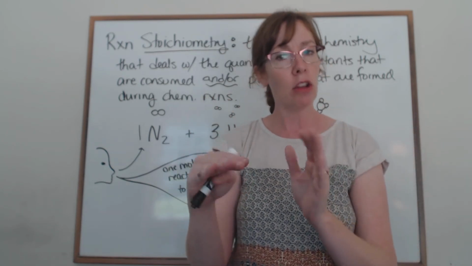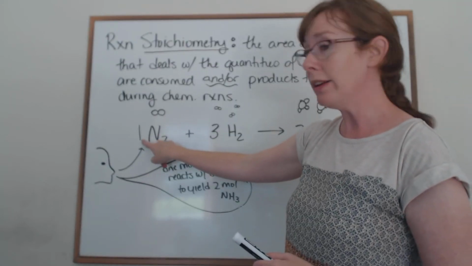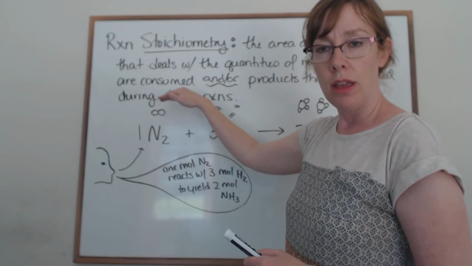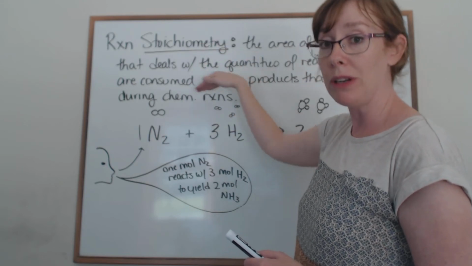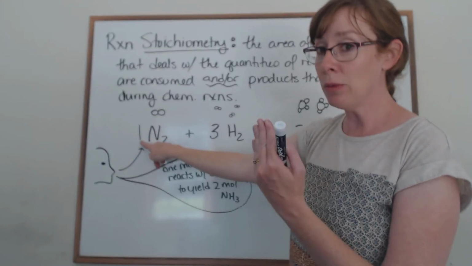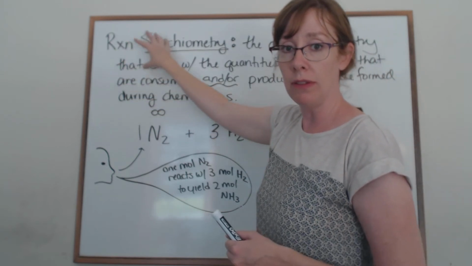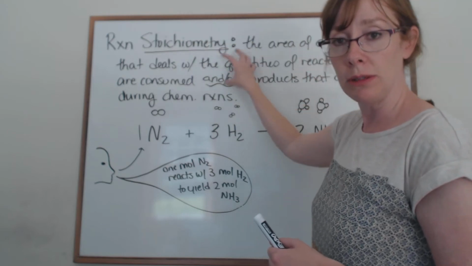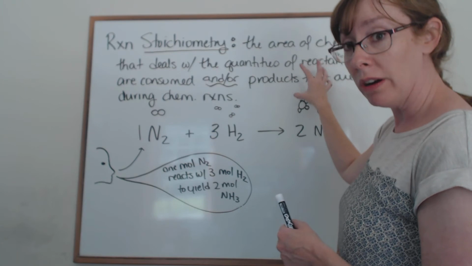So let's think about it for a minute. Could we use the word dozen? Is it true that if I had 1 dozen N2s, that means 12 of them? Isn't it true that I would need 3 dozen H2s? I would need 36 of them. Let's back that up again. Can I say the word dozen? If you had 1 dozen N2s, 12 of them, you would need 3 dozen H2s. That would be 36. And you would get 2 dozen, 24, ammonias.